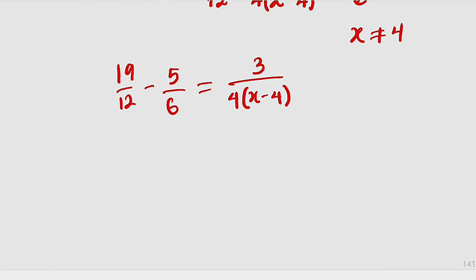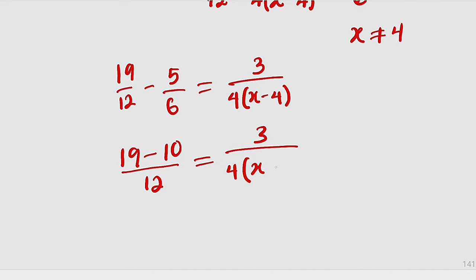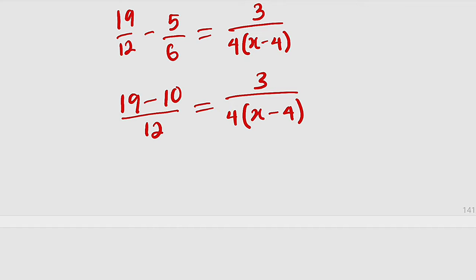All right, let me simplify the left-hand side. The LCM of these two numbers is 12. So we have 12 right here. 12 into 12 exactly one time, and that one multiplied by 19 is 19. Then minus sign here. 6 into 12 exactly 2 times, and 2 multiplied by 5 is 10. This is equal to 3 divided by 4 multiplied by (x minus 4). All right. 19 minus 10 is 9, so 9 divided by 12 equals 3 divided by 4 multiplied by (x minus 4).